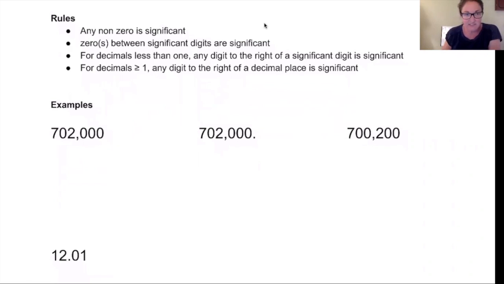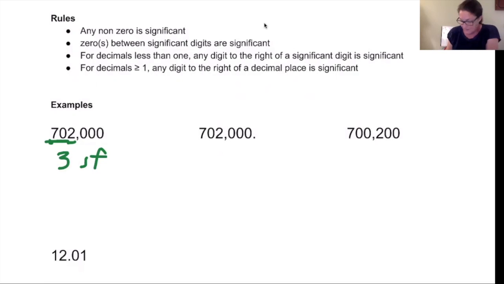Any non-zero is significant. Zeros between significant digits are significant. And then we have two rules that apply to decimals, greater than 1 and less than 1. So let's take a look at our first example here, 702,000. The 7 and the 2 are automatically significant according to our first rule. Our second rule says zeros between significant digits are significant. So now I have that one as well. For decimals, irrelevant, this doesn't have a decimal point. So this is going to have 3 sig figs.